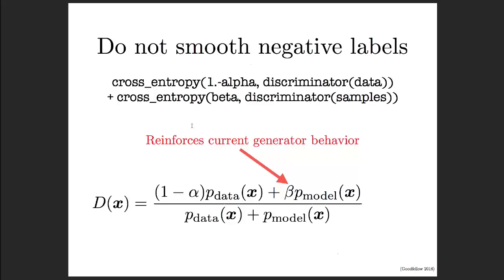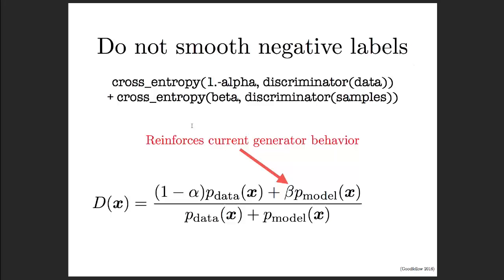If we smooth by replacing the positive targets with 1 minus alpha and replacing the negative targets with beta, then we see that we get this ratio of densities again, where in the numerator we have 1 minus alpha times the data distribution, and we have beta times the model distribution. Because this value in the numerator determines where the output of the discriminator function is large, and therefore determines where the generator wants to steer samples, we need to make sure that this second term does not appear in the numerator. Otherwise, we would reinforce the current behavior of the generator.